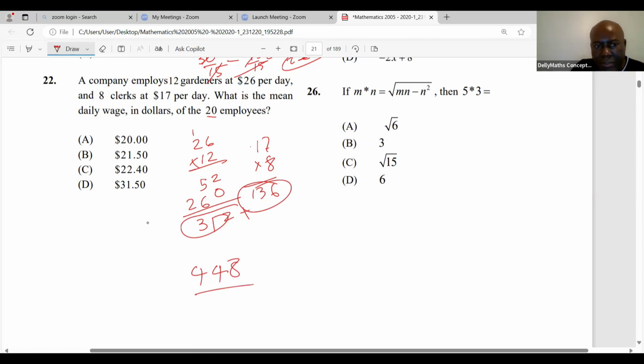So now I want to divide this into the 20 workers. So now I'm going to divide that by 20. All right. So if you divide this by 20, very simply, you're going to get $22.40 when you break this down. So 2 into this 10, 2 into this 2, 2, 4, 10 into anything, you move the decimal point right here. And that is why we get that.